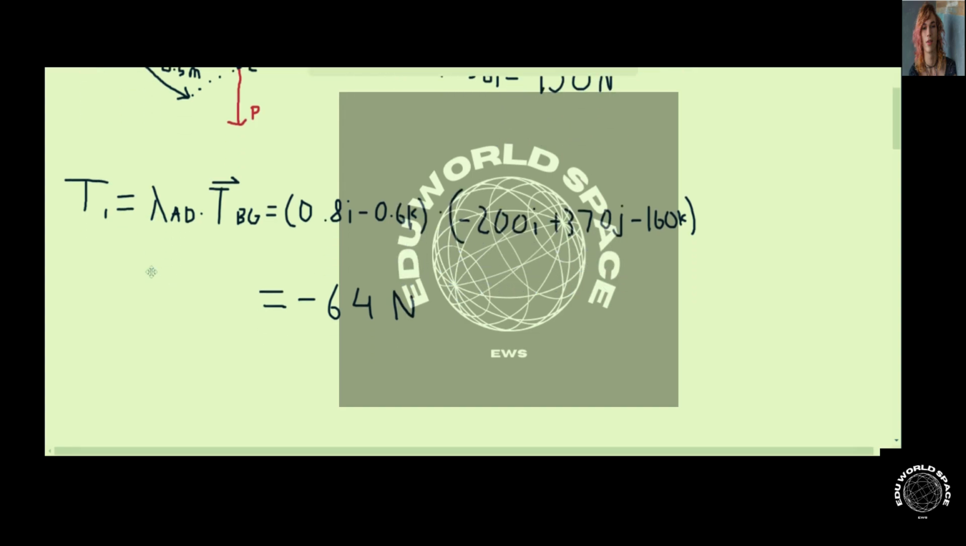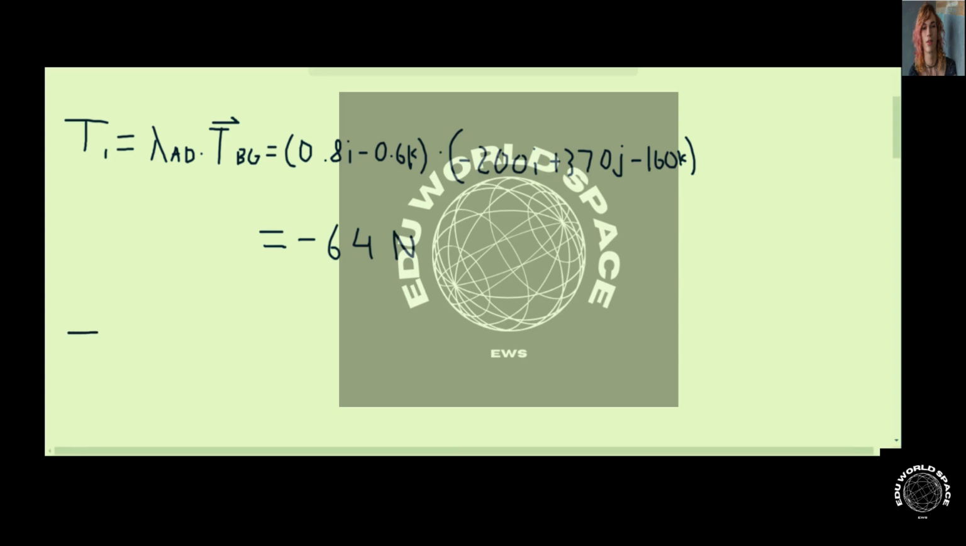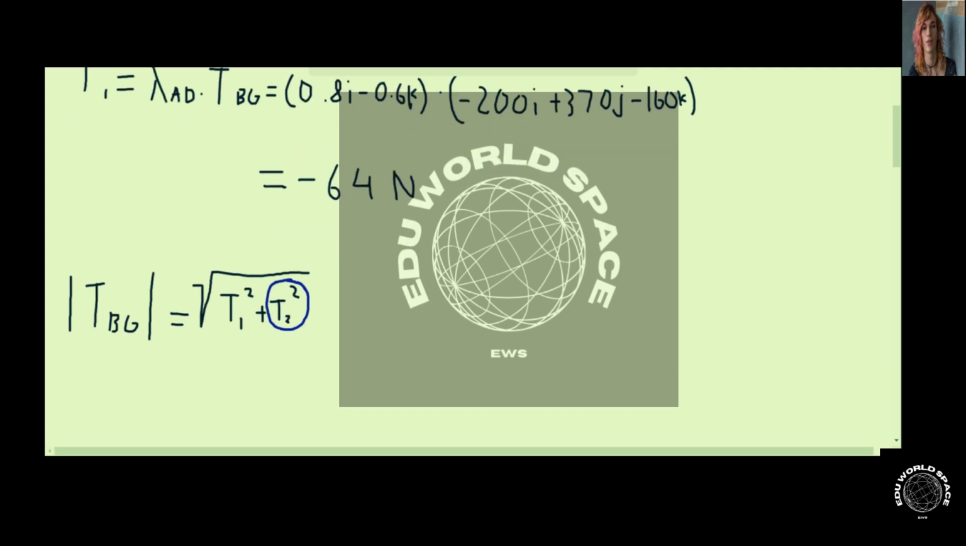So next we're going to find the perpendicular component of that force vector. So I'll label that as T2. Actually, I'll write it out like this. So we have the magnitude of the tension of that BG cable is equal to the square root of T1 squared plus T2 squared, where this T2 is the perpendicular component that we're trying to solve for.